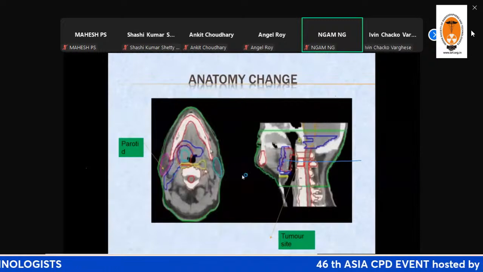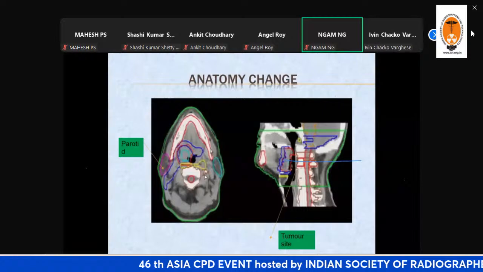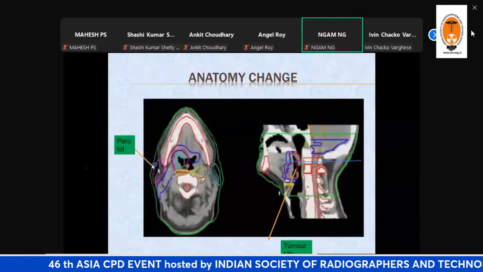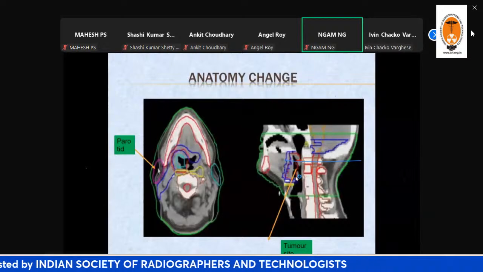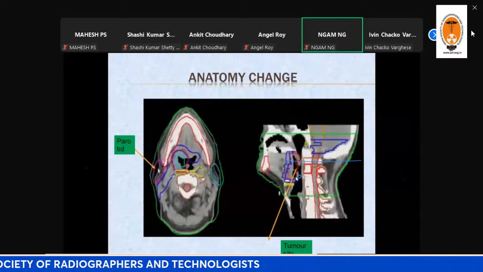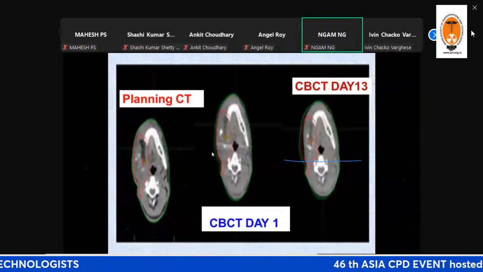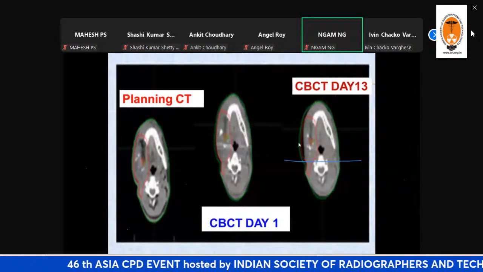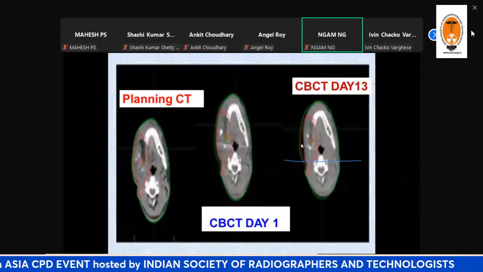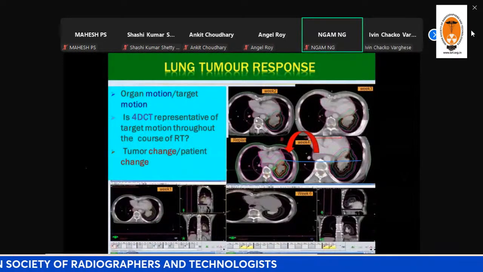Now you can see the anatomy change. These are the tumor sizes here, and this is the parotid region. After 10 days of treatment, you can see there's a regression in the parotid, and the tumor has also shrunk. So it's a fit case for adaptive radiotherapy. Now, another case: you can see the planning CT and first day CT, these are similar, and the CBCT after 13 days shows a regression in the tumor. When there is a regression, you can see the gap, so we have gone for replanning.